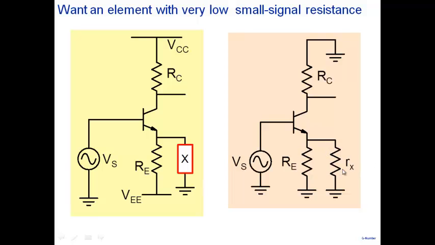And what are you looking for? Rx, which is much smaller than Re. So this node becomes like a practical small signal ground. That's what you're looking for. So a two-terminal element X, which under small signal condition gives you a very small resistance here. Do we know something like that? Something which can be easily implemented on an IC.